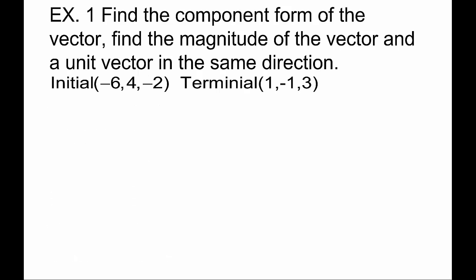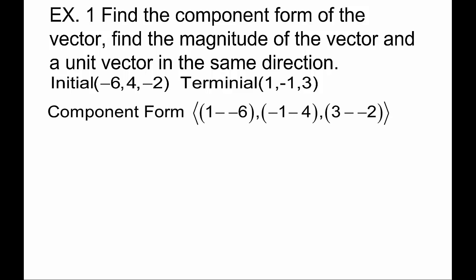So example 1 says to find the component form of the vector, find the magnitude and a unit vector in the same direction. So we're given 2 ordered triples, an initial point and a terminal point. So to find the component form, we're going to do the terminal minus initial. So that's going to be 1 minus a negative 6, comma, negative 1 minus 4, comma, 3 minus a negative 2. And I've written them in the angled brackets to indicate that this is a vector. So when I subtract these numbers, I get that the component form of this vector is <7, -5, 5>.